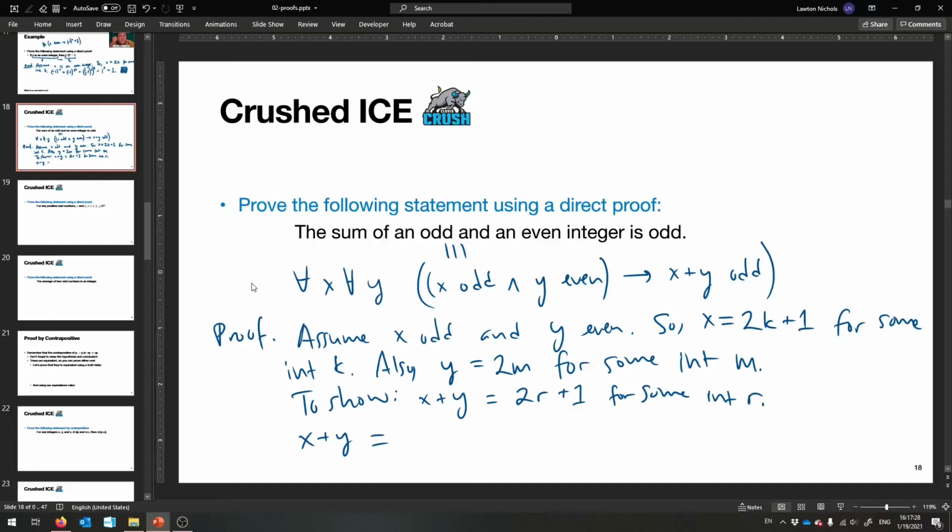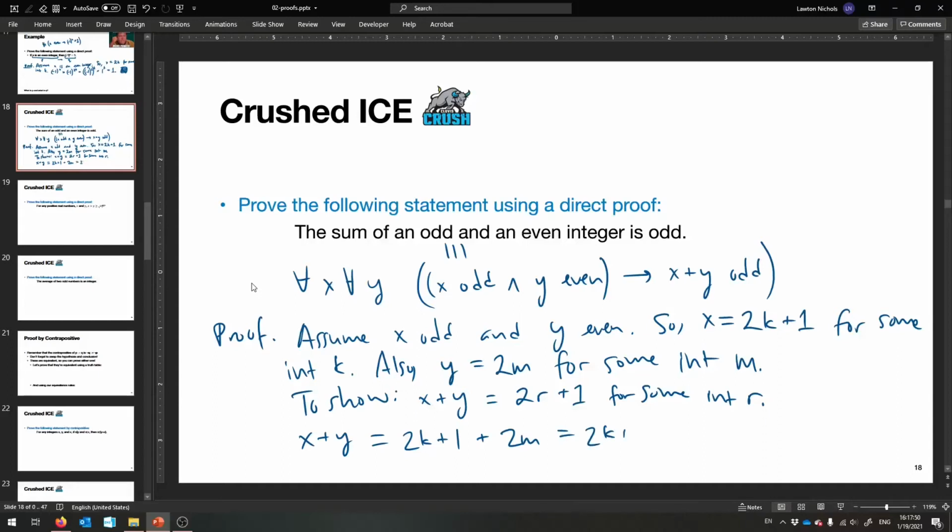So x plus y equals 2 to the k plus 1 plus 2 to the m, just by unfolding our definitions of odd and even. Can we use that now? Can we use this to show that x plus y is odd? Okay, we can do it, because we can bring the m's and the k's together.